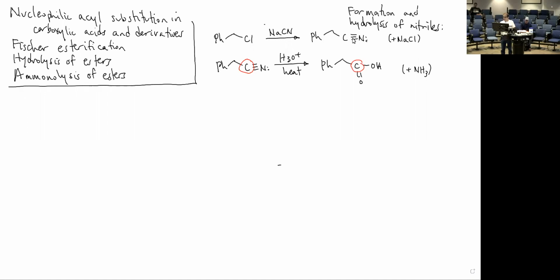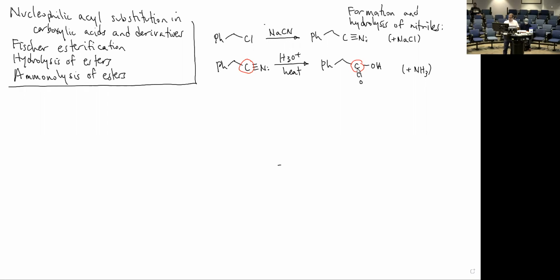So this could be a 2-step sequence. You could start with the alkyl halide, make the nitrile, then take the nitrile and hydrolyze it. And it's a way of going from an alkyl halide to a nitrile and then to a carboxylic acid. So I just wanted to make sure that I gave at least one really clear example of that before we went on.